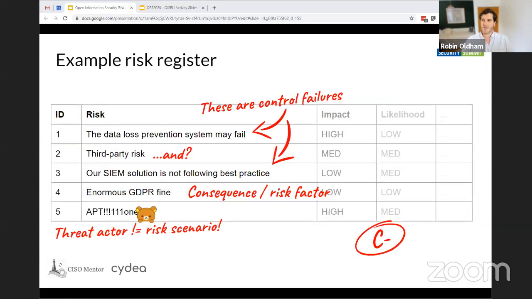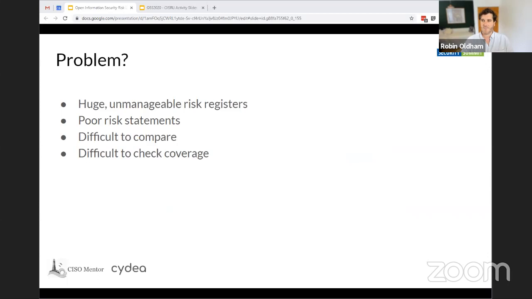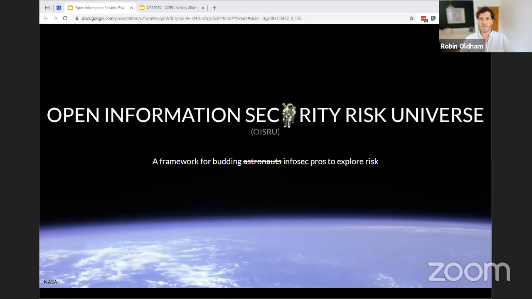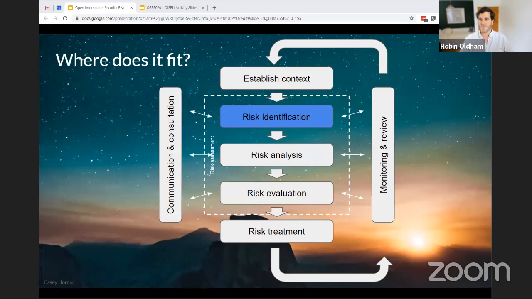We talked a little bit about bad risk registers and bad risk statements and what those look like, and the problems that that can lead to, and the importance of adopting a more modern way to identify risk and how risk universes can support that. We introduced people to the Open Information Security Risk Universe, and where that fits in a risk assessment process, as part of identifying risk before you get to analysis and evaluation.